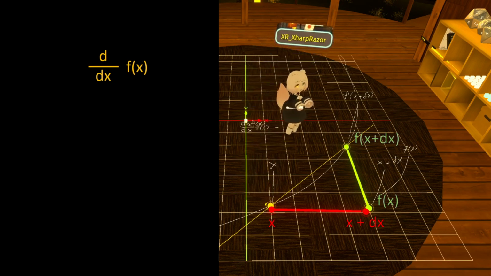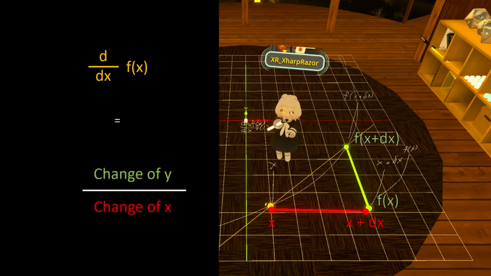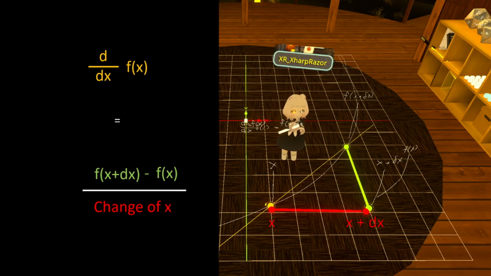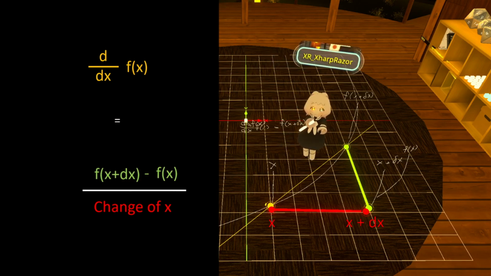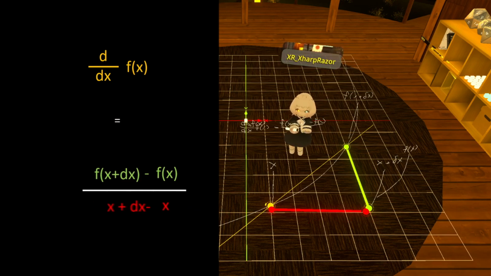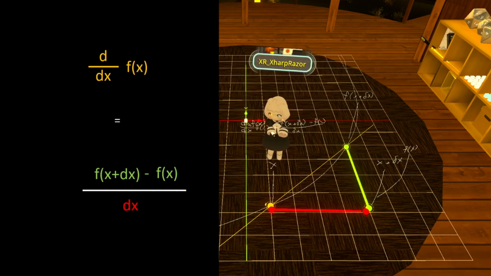So now we can start plugging in those numbers. Delta y is f of x plus delta x, minus f of x, which is the difference between the y coordinates. Now, what is delta x? Delta x is just delta x. I might have written that the opposite way. Never mind, I'll just edit it in the video, whatever.